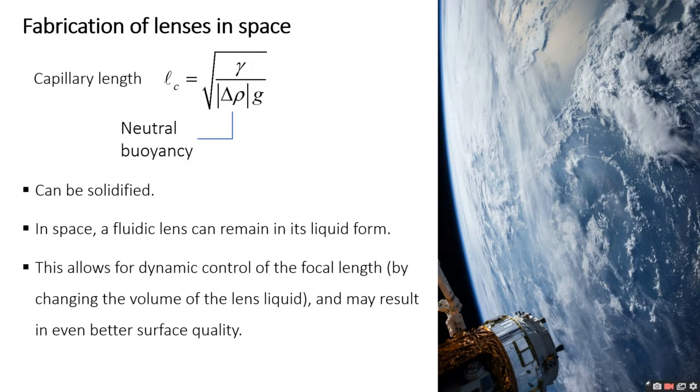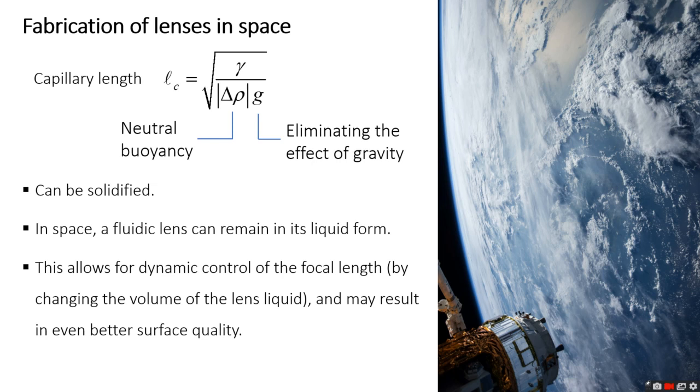Another potential application has to do with the question of how to increase the capillary length. One way of doing so, as we've seen until now, is by decreasing the density difference in the denominator here. But an alternative way is to simply get rid of gravity. In orbit, the fluidic shaping method can be used without any immersion liquid in order to create extremely large fluidic lenses. These lenses can be solidified, or they can be left in their fluidic state, allowing for dynamic control of their focal length.